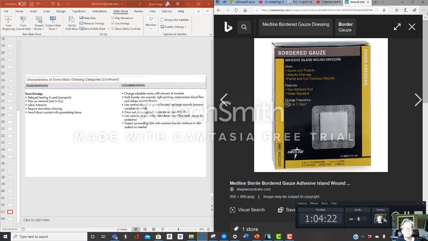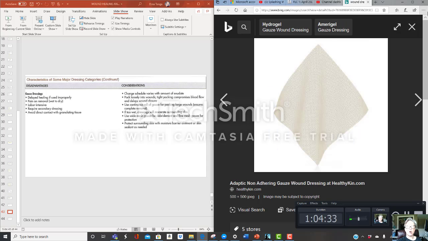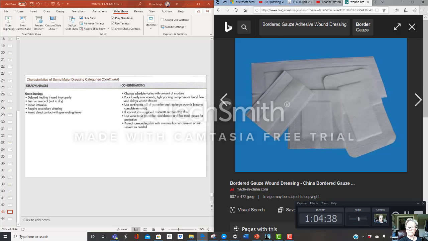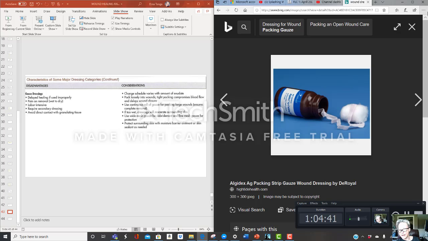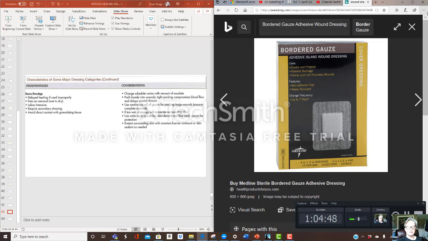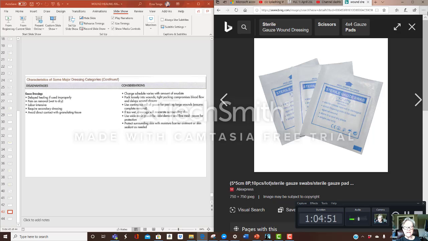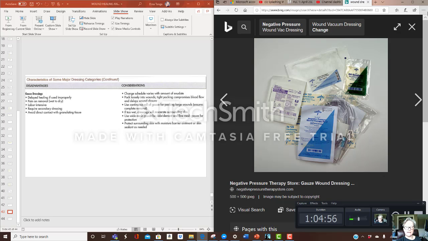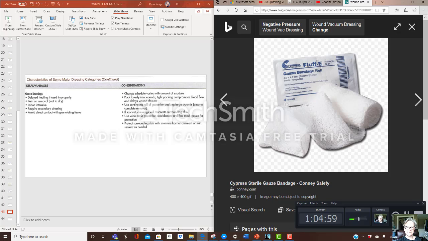Pack loosely into wounds. Tight packing compromises blood flow and delays wound closure. Use continuous roll of gauze for packing large wounds. Ensures complete removal. It's the packing strips right there. If too wet, dressings will macerate surrounding skin. Use wide mesh gauze for debridement and fine mesh gauze for protection. Protect surrounding skin with moisture barrier or skin sealant as needed.